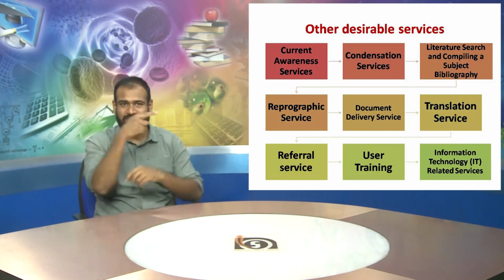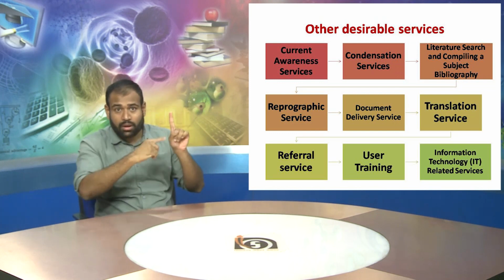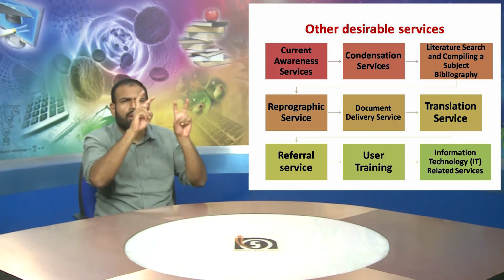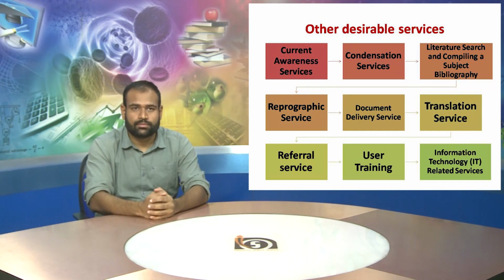You can see the image. These are other desirable services. You can see the arrow and accordingly we proceed. Let us understand this in detail.